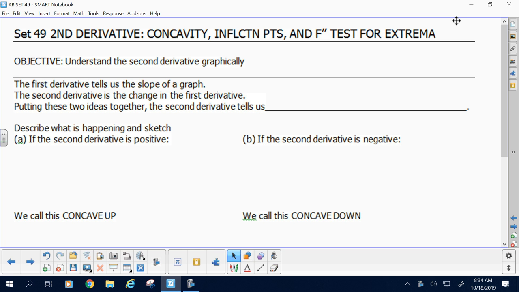Set 49 is really big, so we're going to do this in two parts. 49, part 1 today, and 2 tomorrow, or Friday, Monday, whatever. Okay, so it's all about the second derivative today.